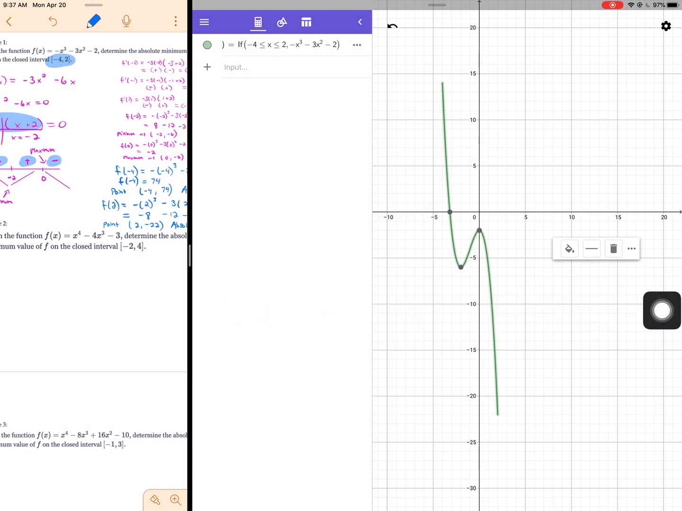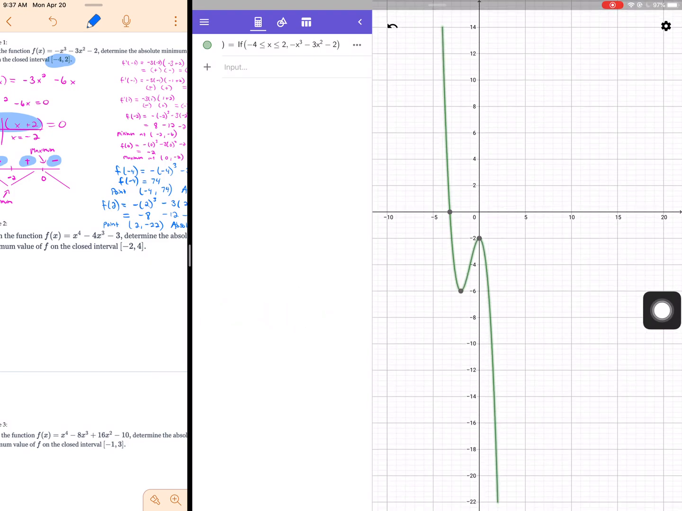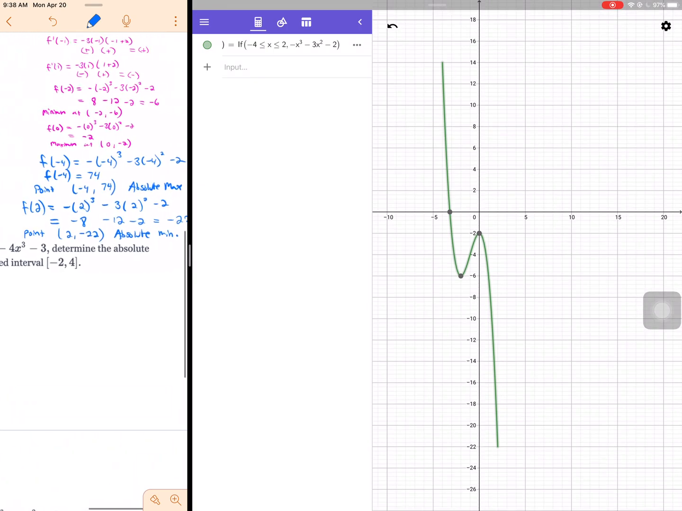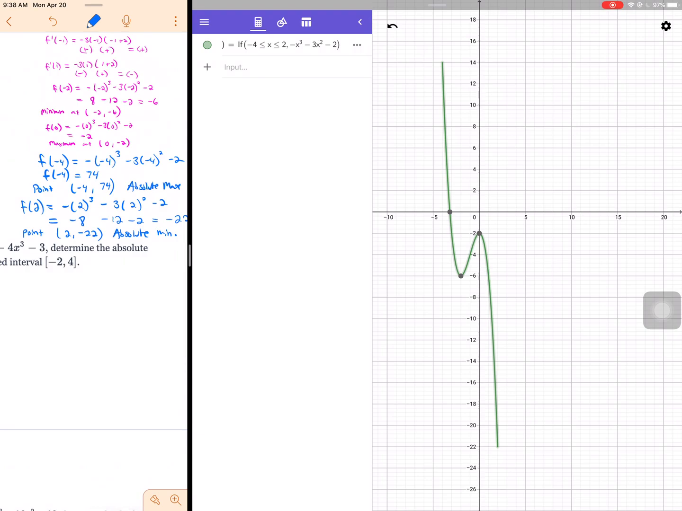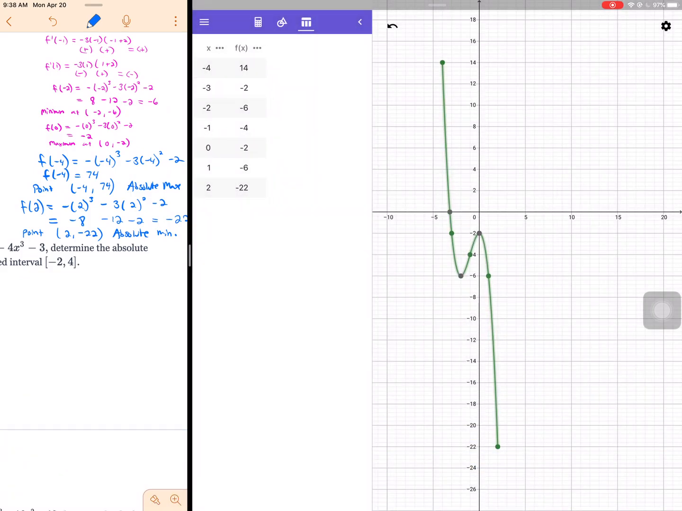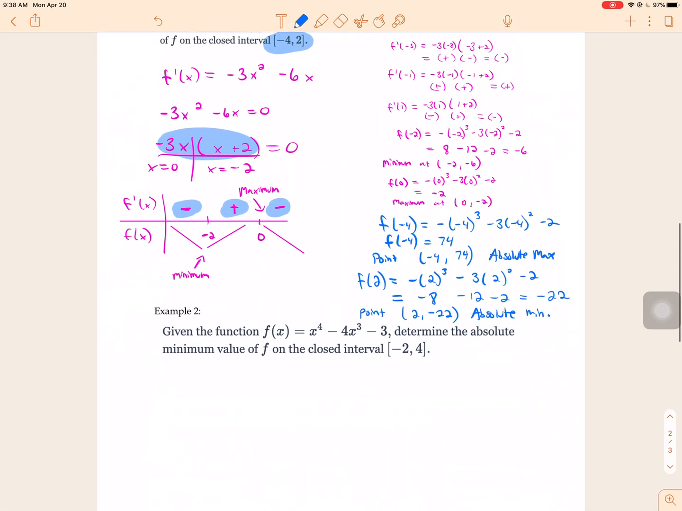Oh, obviously not. I must have made a mistake plugging in. That's not 74. Looks like 14. Where did I make a mistake? We should fix that, though. Pretty sure that point is 14. Let's do a table of values. For negative 4. Yep, 14. Oh, sorry. Let's fix that. But we get the main idea. Okay? So it's 14.